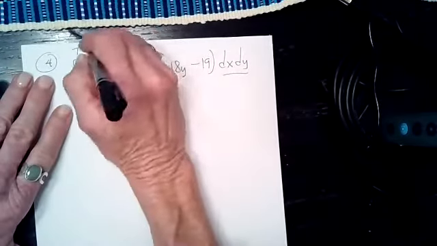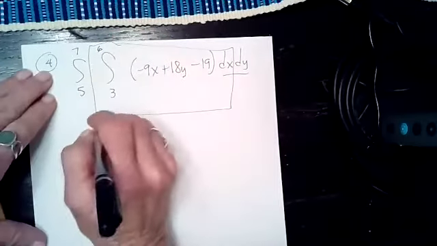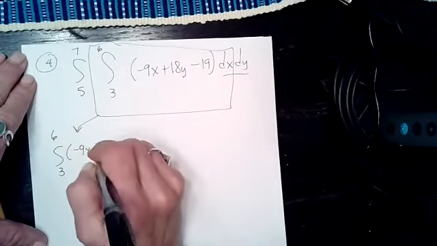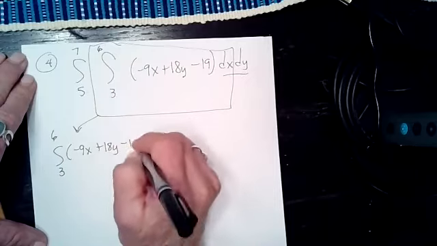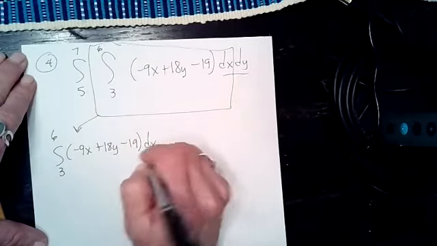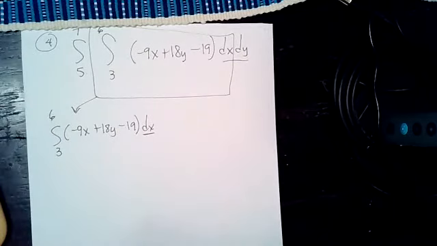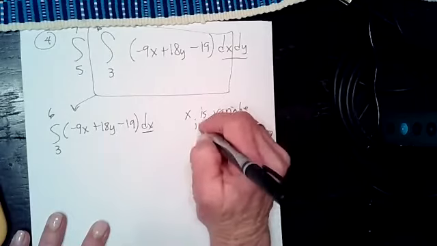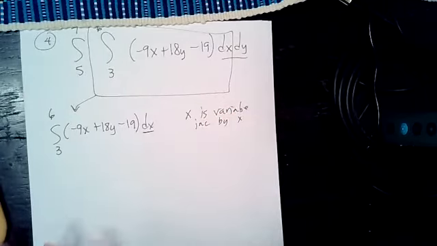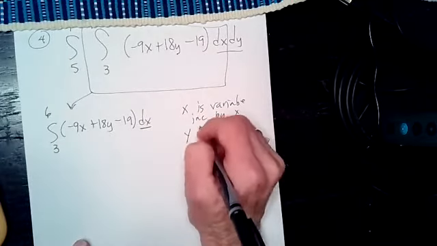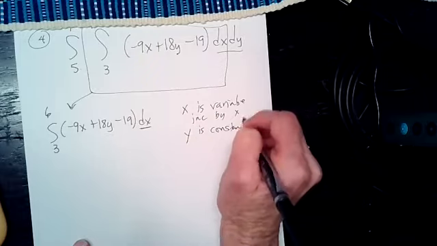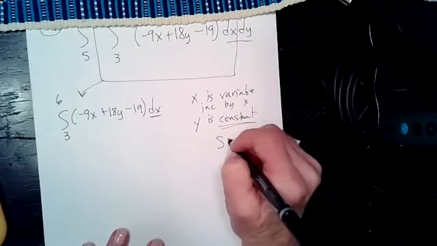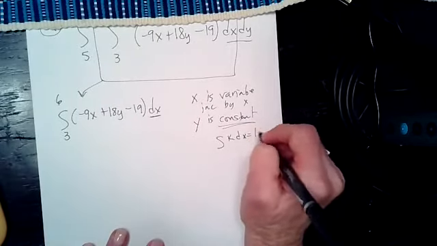You don't know what's coming first. So we're just going to draw a rectangle around the inside and go work that from 3 to 6, -9x plus 18y minus 19. And we're going to integrate it with respect to x first. So that means x is my variable term and y is constant. And when I say x is variable, that means I'm increasing by x. I know that's not really true. X squared over 2 or whatever. And then y is constant. That's really important because if y is constant, the integral of a constant with respect to x is just kx plus c.